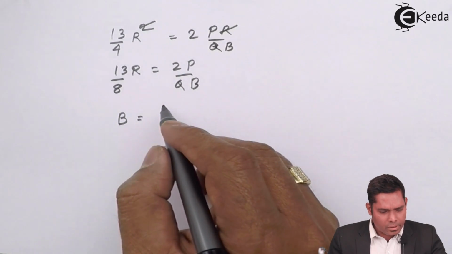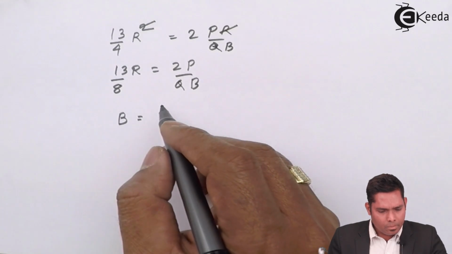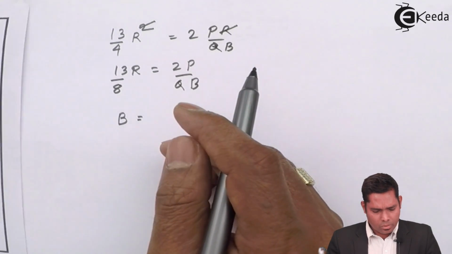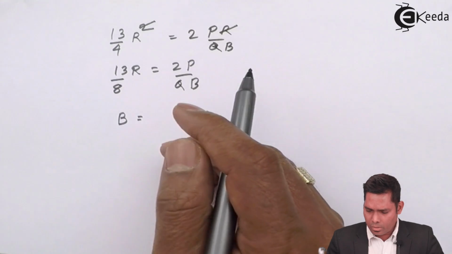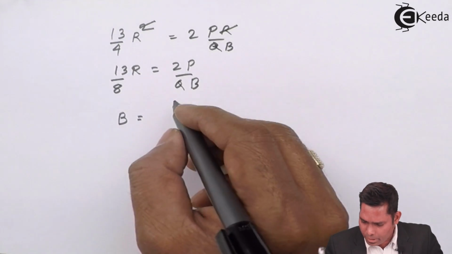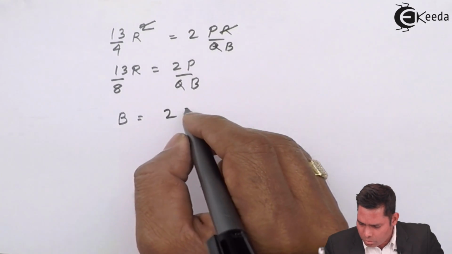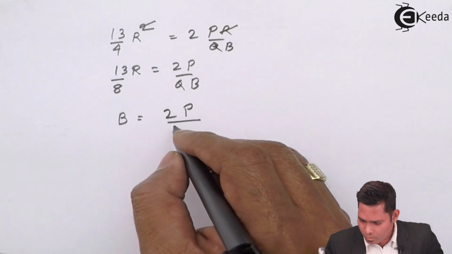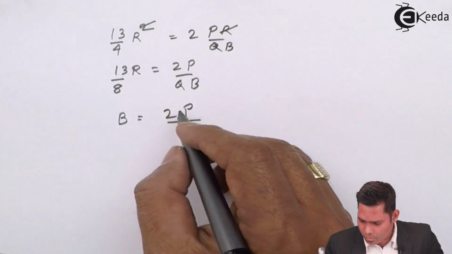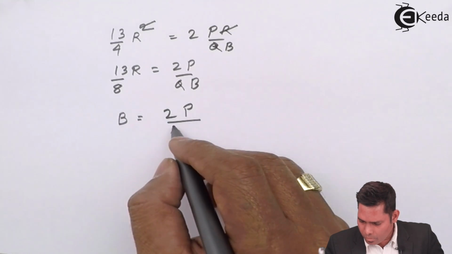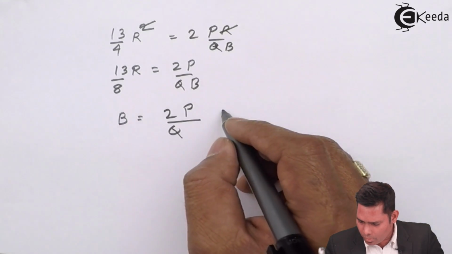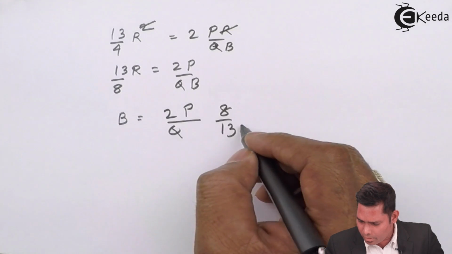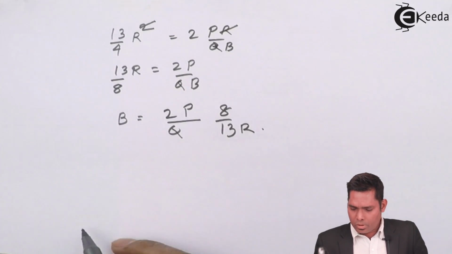So we are interested in p 13 over 8 qr. So b comes out to be 2p upon q, 8 by 13 r over here. This is b.